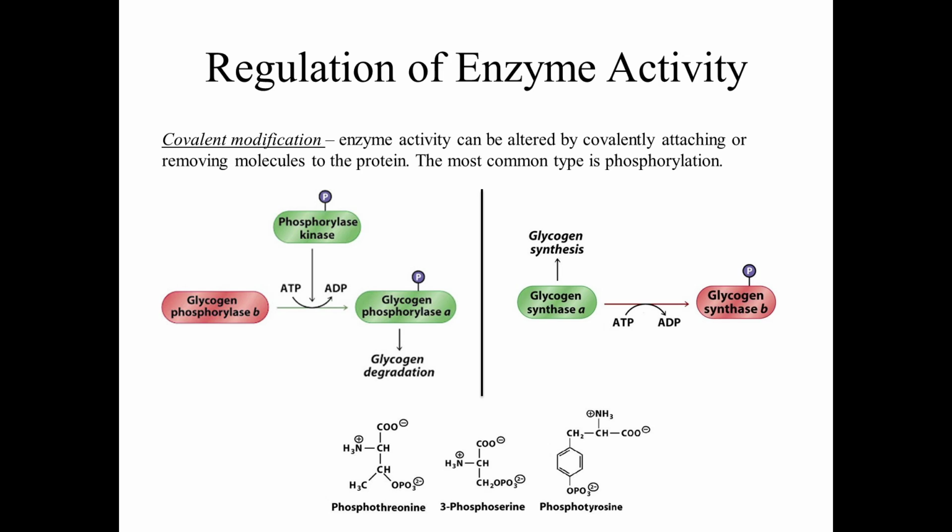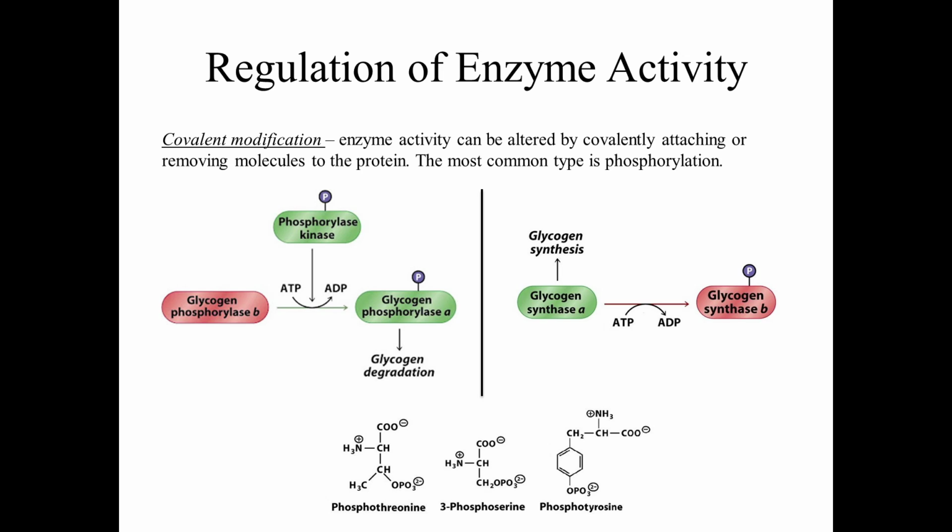So you see on the left, the threonine, the R group's at the very bottom. Instead of having an OH there, is an O phosphate, OPO3. Same thing in the middle with serine, and same thing on the right with tyrosine. The OH on the ring is now an OPO3. And so there are enzymes that do this. They take the phosphate from a donor, usually ATP or GTP or something like that, and they attach it to the enzyme. Okay, the example on the left is we have an enzyme called glycogen phosphorylase.